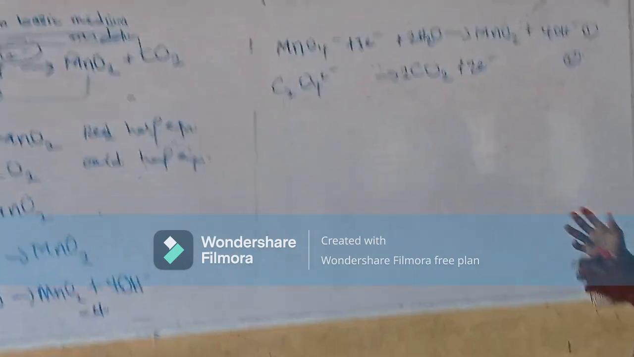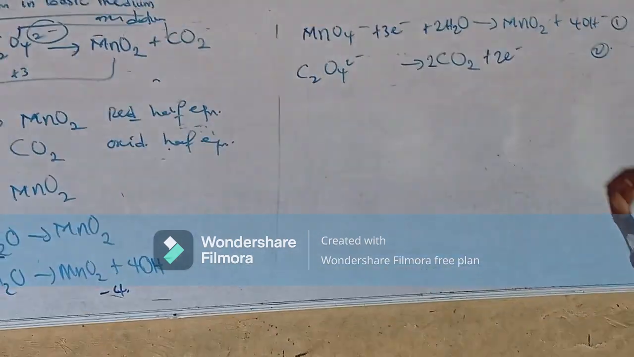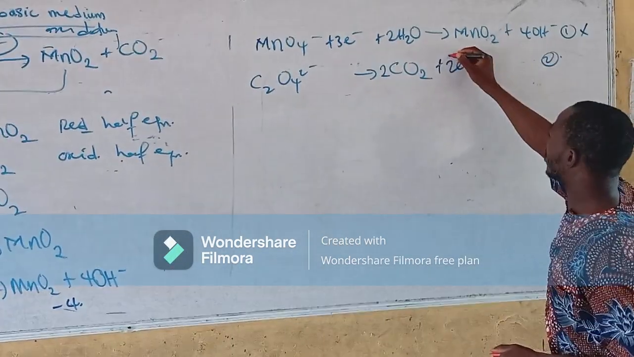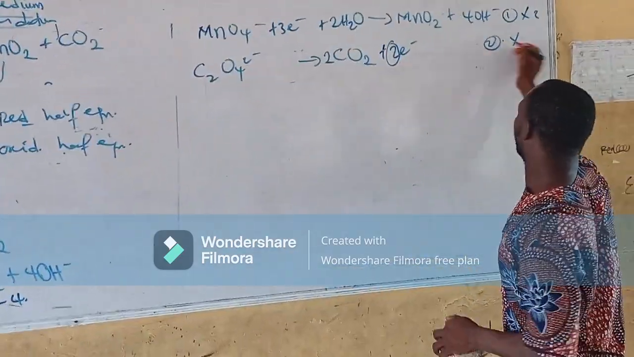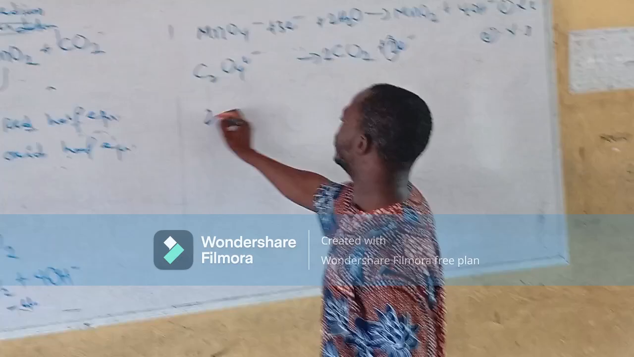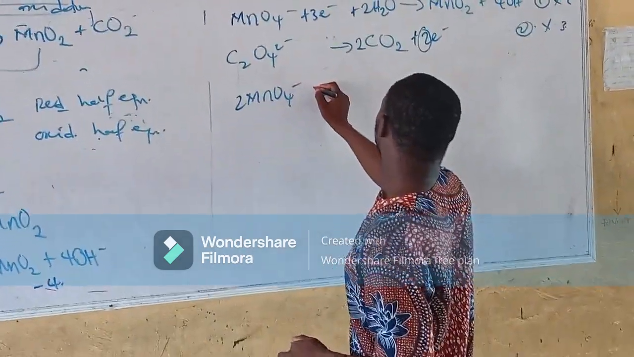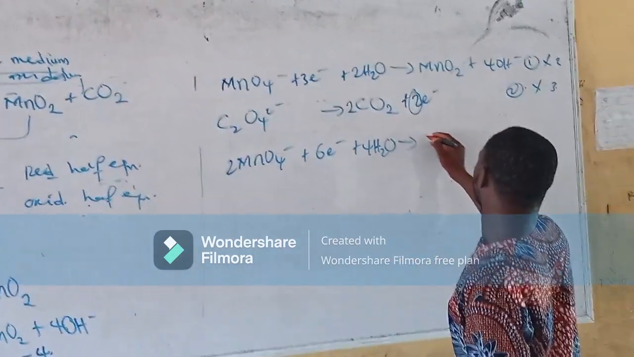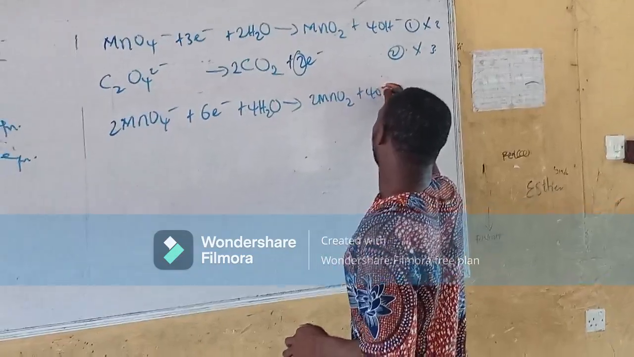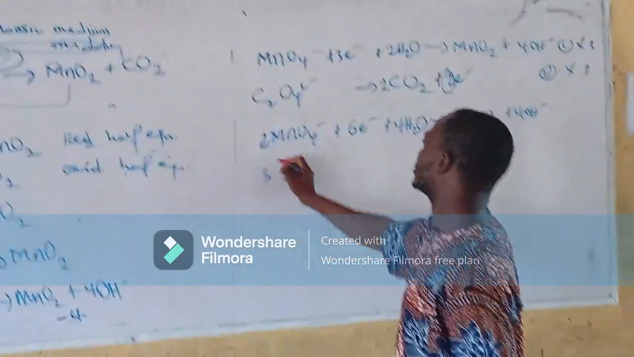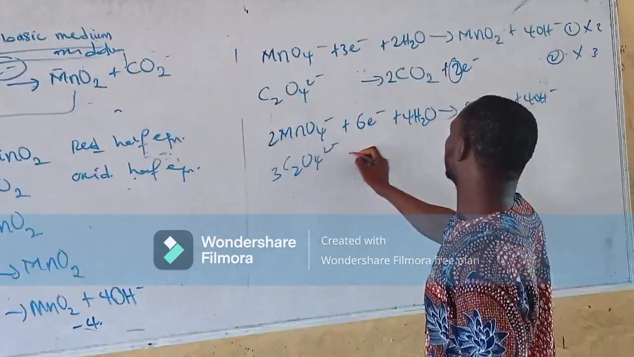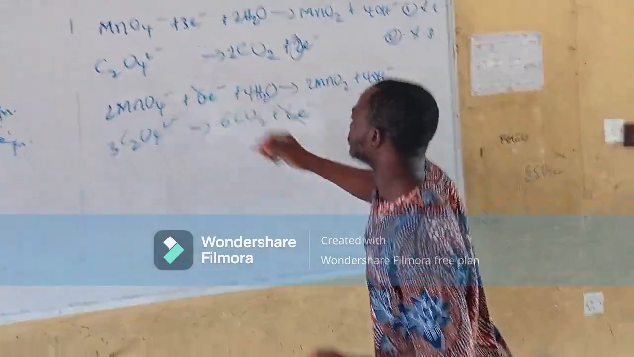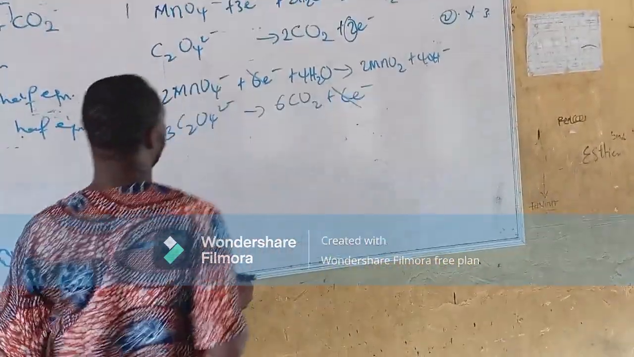Now just like the way we solve simultaneous equations, to eliminate a particular thing, we multiply the upper equation by the coefficient of the lower one, and multiply the lower equation by the coefficient of the upper one. In that case, we're going to multiply up by a coefficient of 2, and multiply down by a coefficient of 3. So we're going to have 2MnO4 minus plus 6 electrons plus 4H₂O to give us 2MnO2 plus 4OH minus. Now here we have 3C2O4 2 minus to give us 6CO2 plus 6 electrons. The electrons will cancel each other. I'm going to write everything down now.